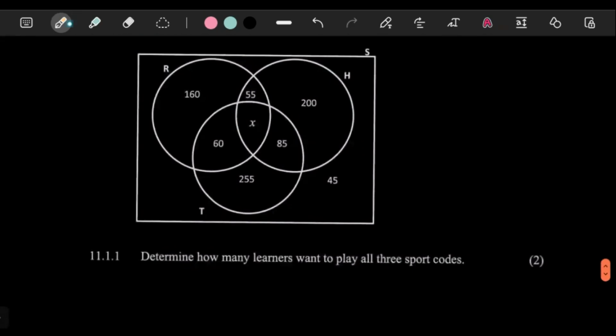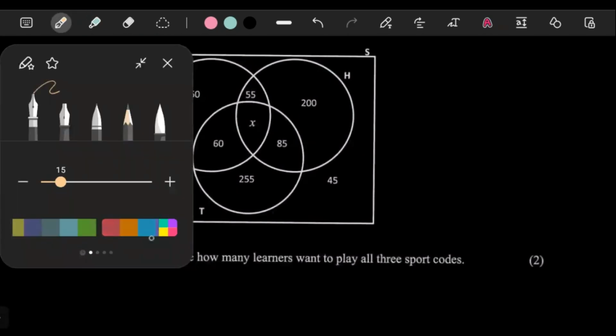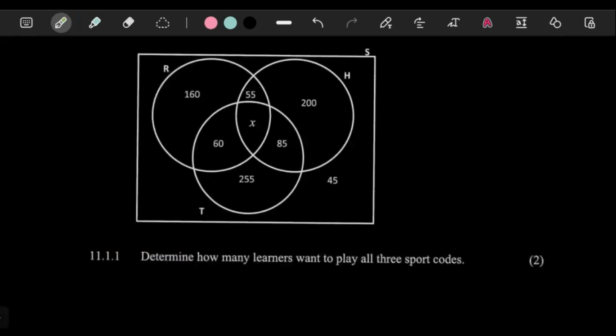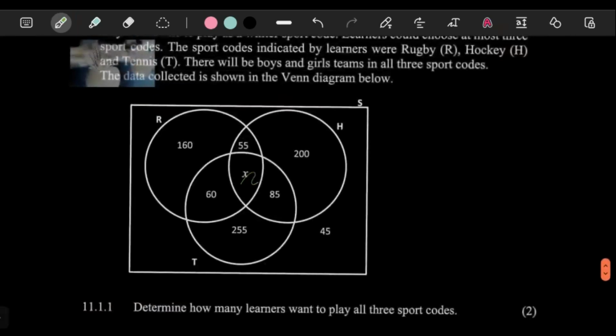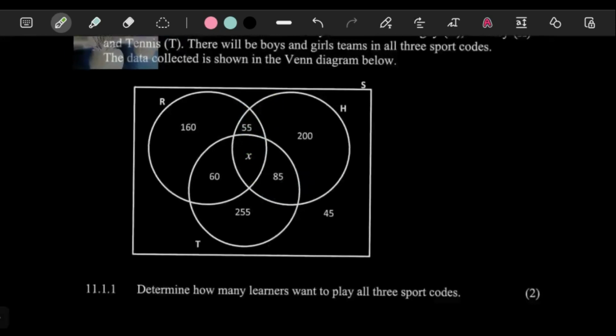Oh, this is such an interesting question. They've actually given you a lot of information in the Venn diagram. Usually they don't. So this is everyone that plays all 3 sports, which you don't know. This is people that play rugby and tennis, it's 60 plus x. Then these are people that play rugby only, hockey only, tennis only. X plus 85 is everyone that plays both tennis and hockey. X plus 55 is everyone that plays both rugby and hockey.